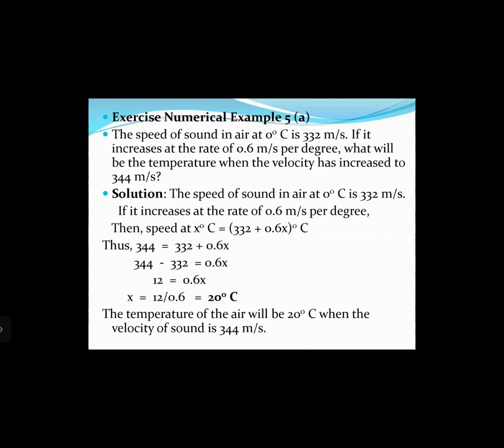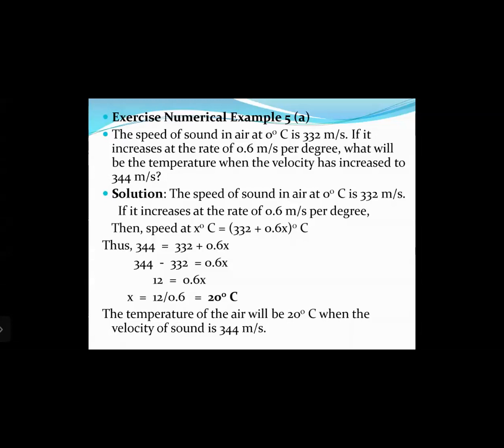Next question is what? Let us see. The speed of sound in air at 0 degrees Celsius is 332 meters per second. Okay, that is a given. If it increases at a rate of 0.6 meter per second per degree, what will be the temperature when the velocity has increased to 344 meters per second? So what they have given is, at the temperature 0 degrees Celsius, the speed is 332 meters per second. Fine. Now for every 1 degree rise in temperature, if it increases at a rate of 0.6 meter per second per degree, that means the velocity increases by 0.6.